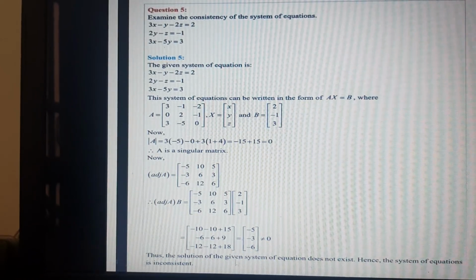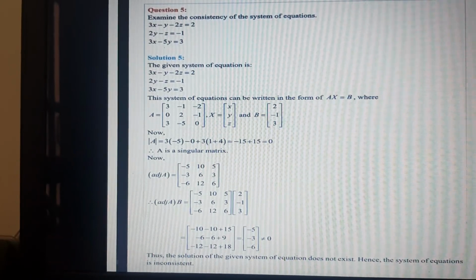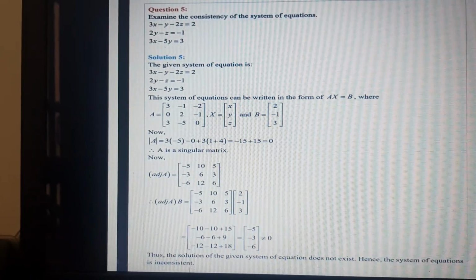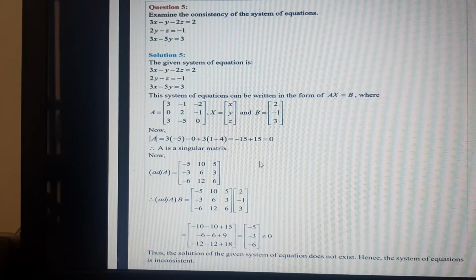Therefore, the system of equations is inconsistent, that is, it has no solution. So we don't have to solve this further.